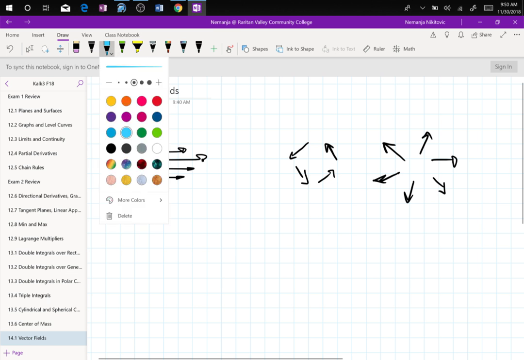Why are all my colors different now? Just the regular red? That's a regular red.